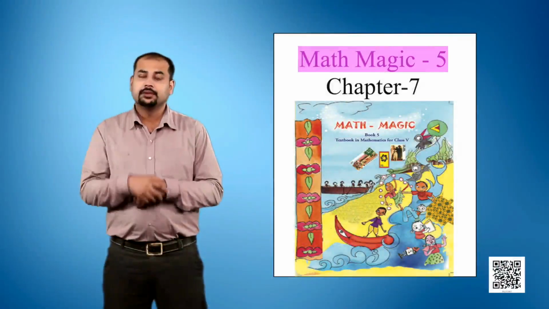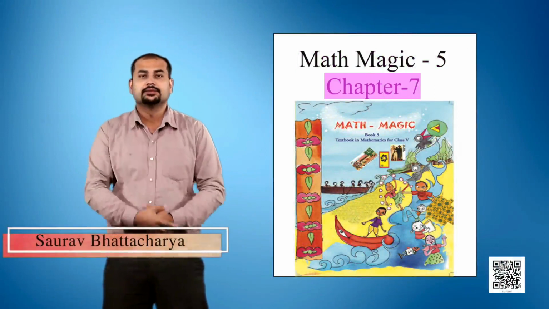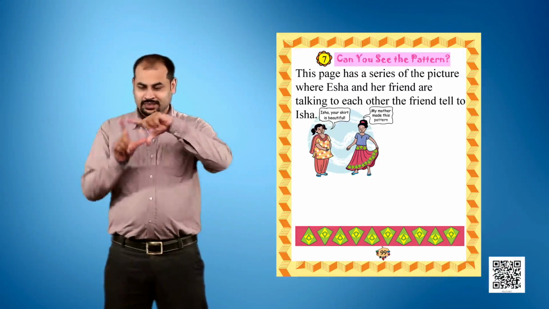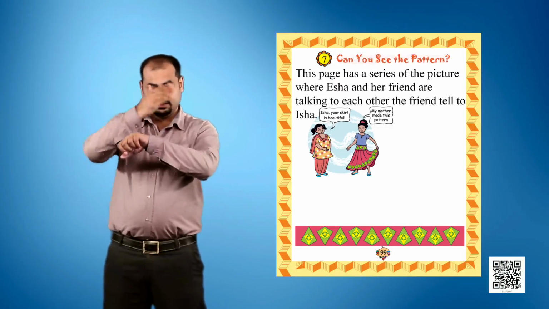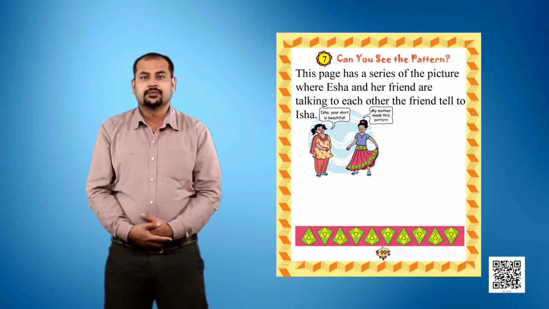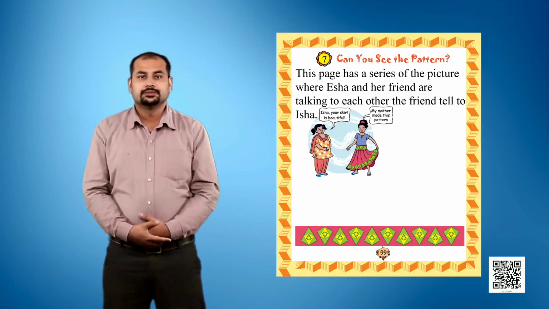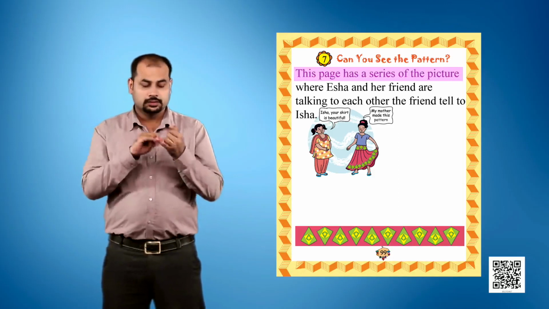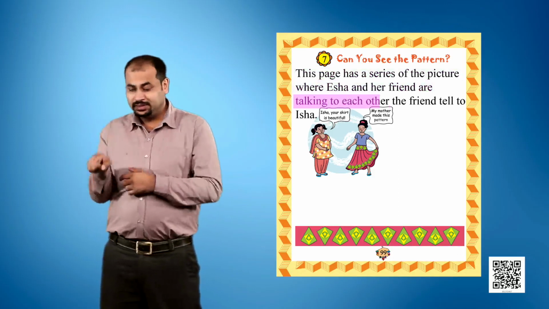Math Magic 5. This is chapter 7. Can you see the pattern? Page 99. This page has a series of pictures where Isha and her friend are talking to each other.